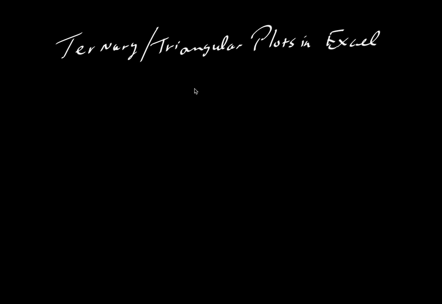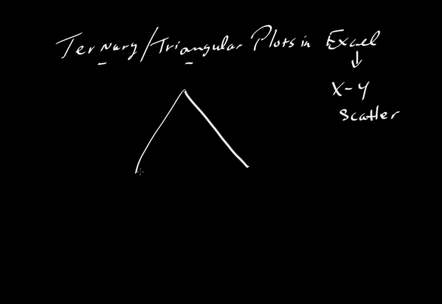So in this video, I just want to quickly set up the problem of how we can take a ternary or triangular plot and trick Excel into making that kind of plot using Excel's XY scatter plot. So what we're going to do is this. Let's say we have a triangular diagram where we have three components, A, B, and C, where A is bottom left, C is top, and B is at the right.